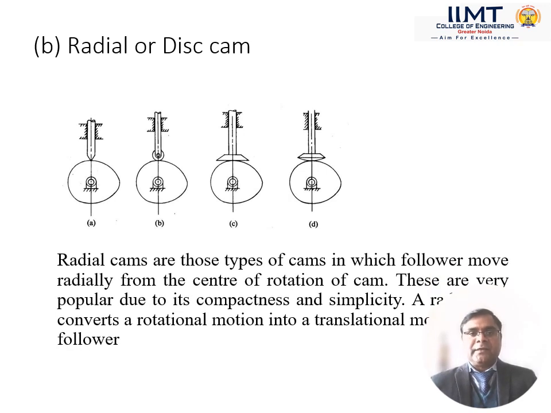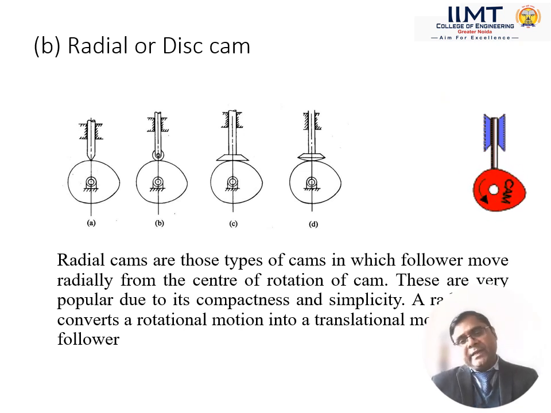Another type is the radial or disc type cam. Radial cams are those types of cam in which the follower moves radially from the center of rotation of the cam. These are very popular due to their compactness and simplicity. A radial cam converts a rotary motion into the translatory motion of the follower. Basically, the surface of the radial cam is in the form of a disc, and the desired output motion is obtained by the follower.